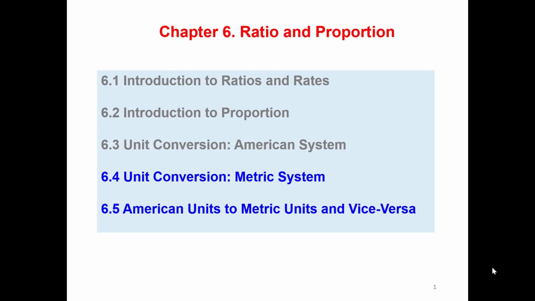Today we are going to discuss the last two sections of chapter 6, ratio and proportion. We are going to discuss unit conversion, the metric system, and in the last section we are going to discuss how we can convert American units to metric units and vice versa.